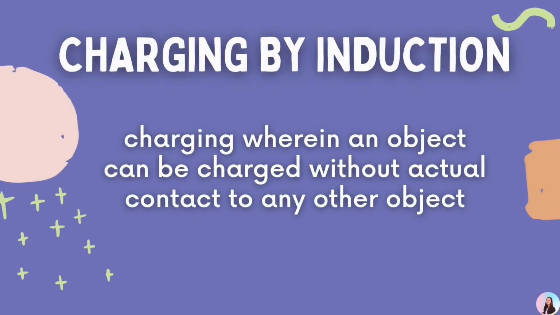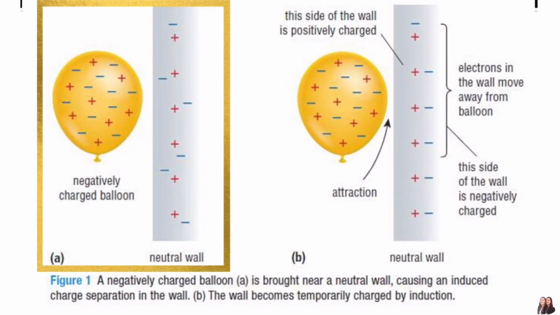Another process is charging by induction. This is charging wherein an object can be charged without actual contact to any other object. When a negatively charged balloon is placed near a neutral wall but not touching it, it induces separation of charges on the surface of the neutral wall. The separation of the charges will temporarily make the wall a charged object.